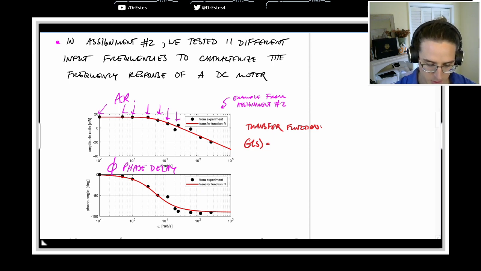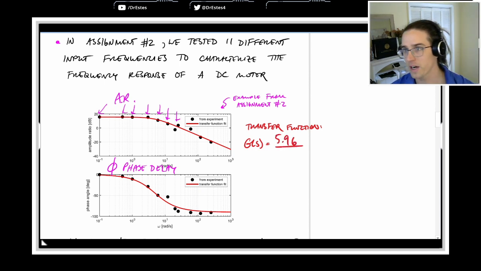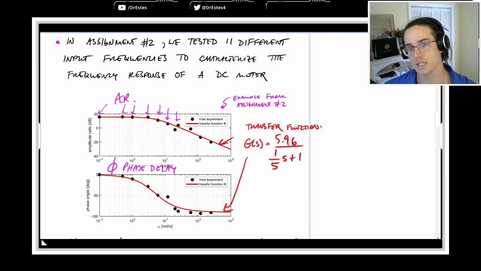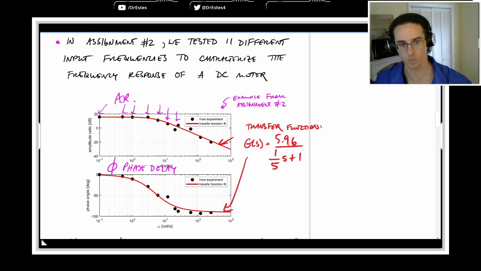A transfer function that fits this really well is a first order transfer function. So specifically, if we have a gain of 5.96 and then we have 1/(5s + 1), this is what you're seeing for the red line. And you see it matches up with the experimental data reasonably well.